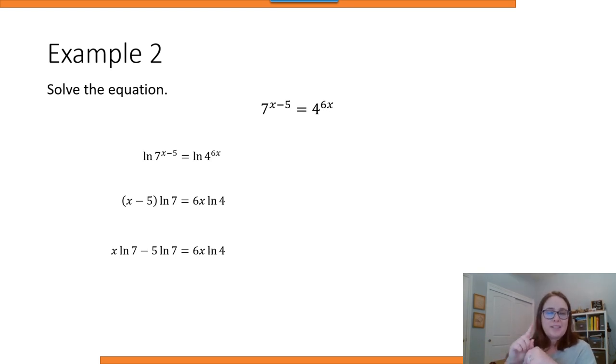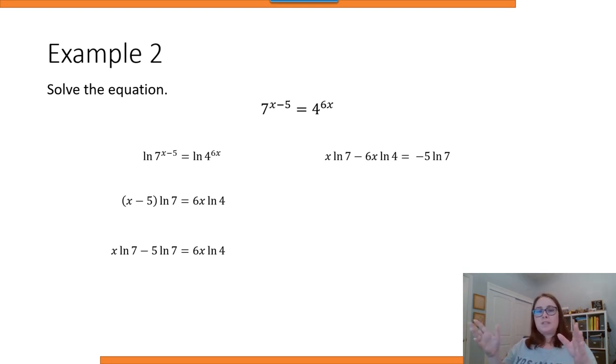And you might notice I started saying ln because it's a lot of words. An abbreviation for natural log is ln. Okay, so now I have x's in two of my terms. I want to group those together on one side of the equation, and any term that does not have an x, I want to move to the other side. So I'm going to add the 5 natural log of 7 and subtract the 6x natural log of 4.